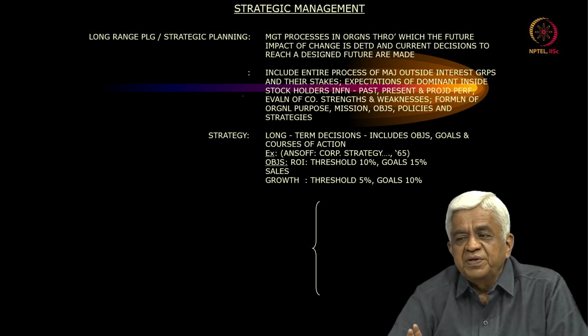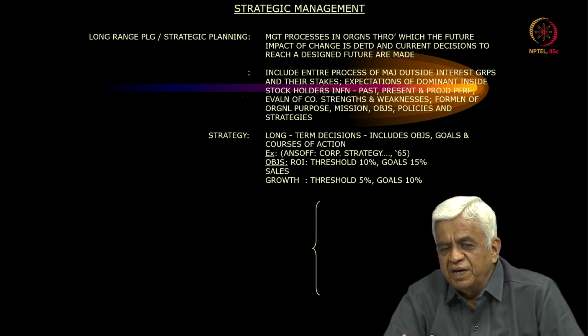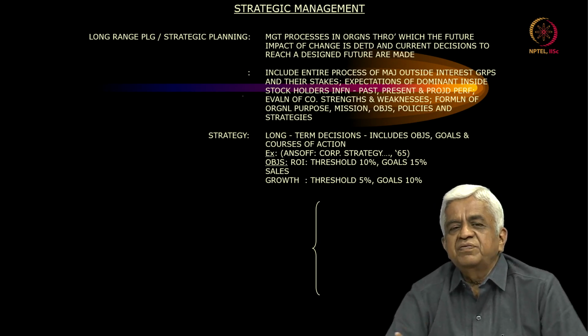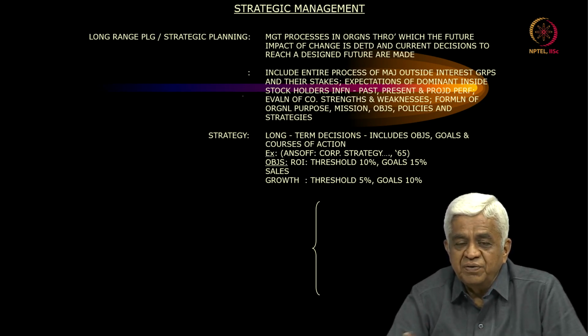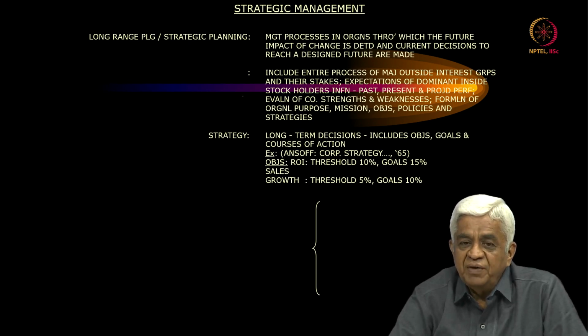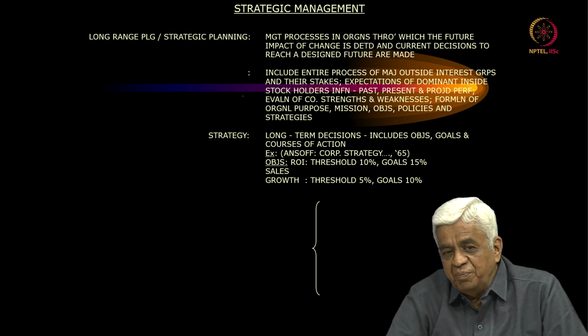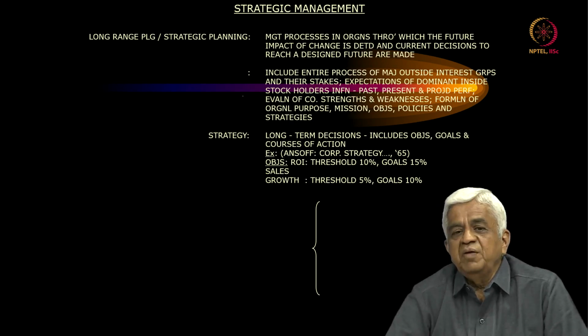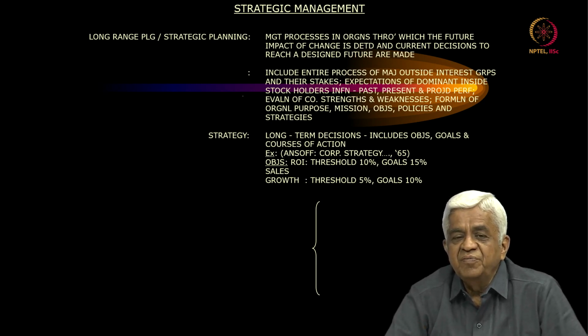Similarly, with respect to the sales growth, the threshold is 5%, that is in the next year the sales of the organization should go up by at least 5%. So, if you were at 100 during this year, next year you should go at least up to 105. But the goal the management is keeping is 10%, that is it must go to 110.